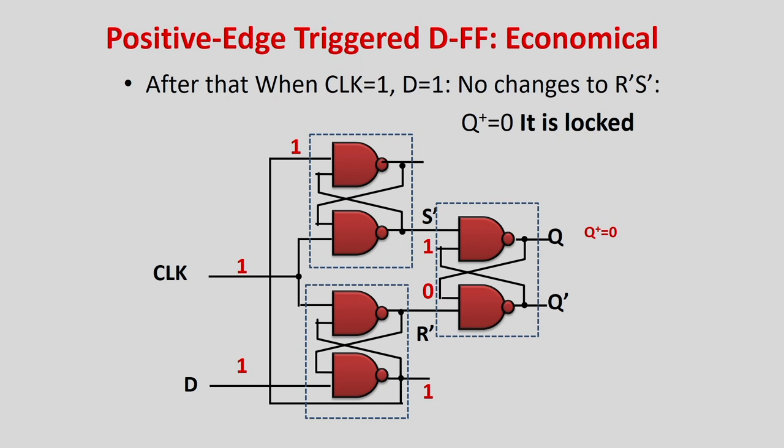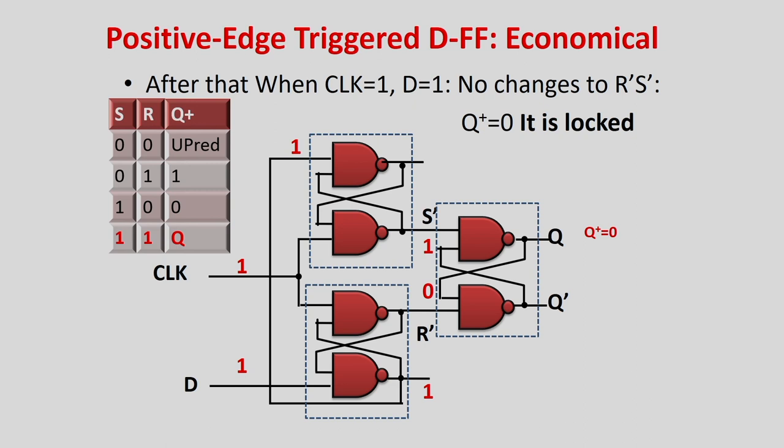And after that, clock is equal to 1 and D is equal to 1. No changes for R and S, clock is equal to 1. So, clearly this is 1 1. Whenever it makes 1 1, the earlier bit still retains. The old value still retains, because everywhere it is going 1 1. Whenever it goes 1 1, Q 0 is locked. That means it will not change. And this is the case.